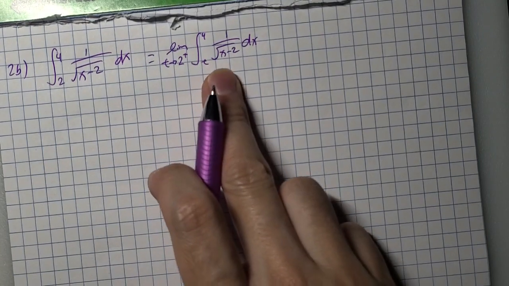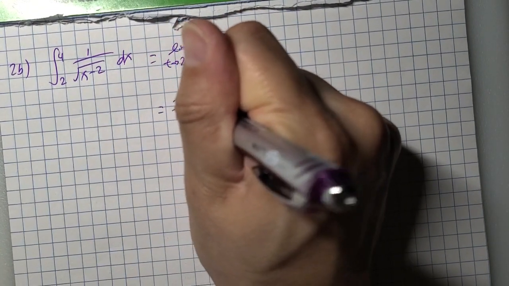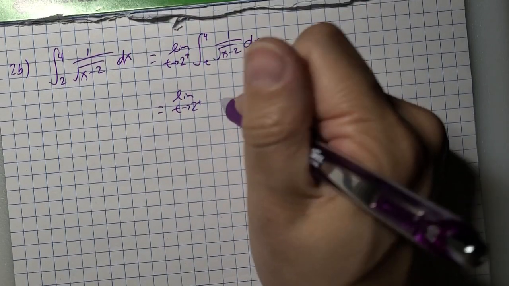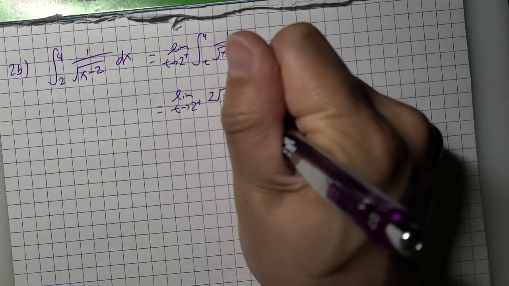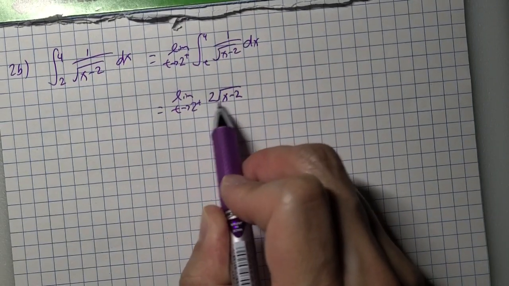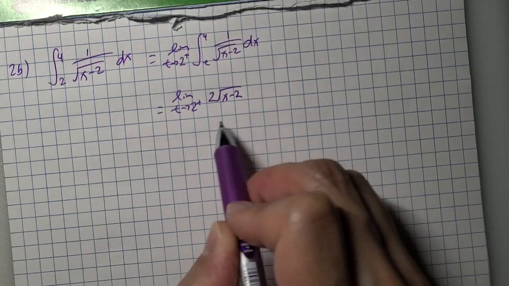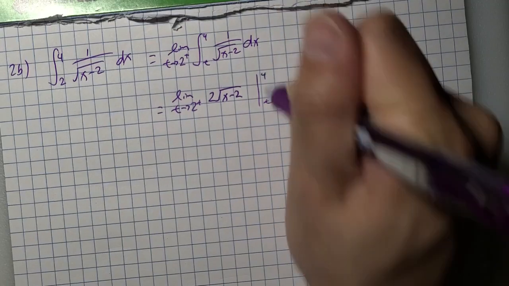This integral, you can do a substitution. If you know how to do it in your head, great. I'm going to do it in my head. Okay. There should be 2 square root of x minus 2, because if you differentiate this, it'll be 2 over 2 square root x minus 2. So those 2's will cancel out. Yes. Okay. From t to 4.